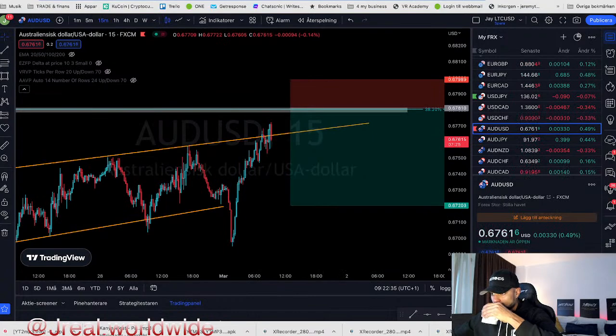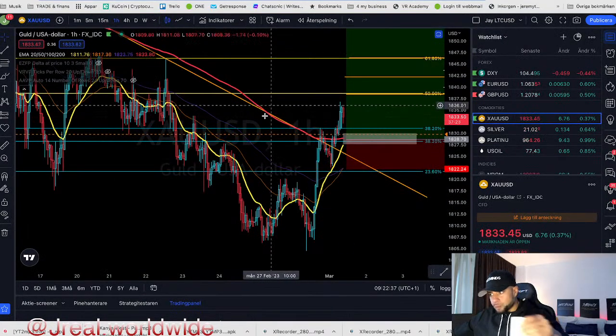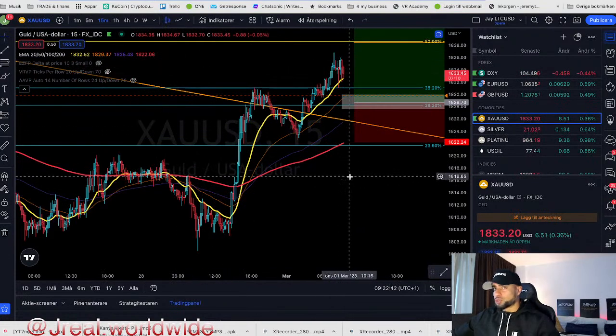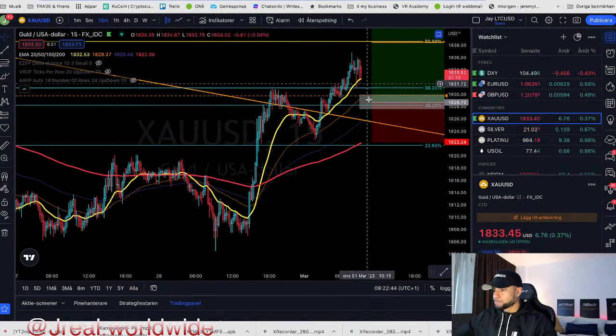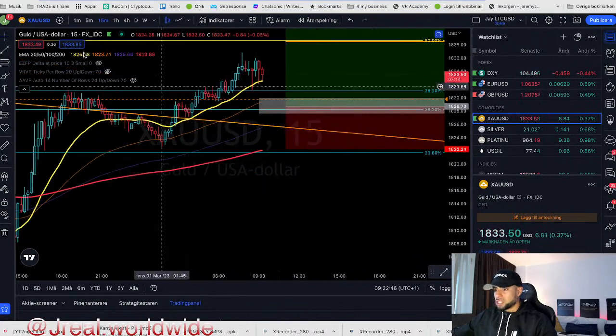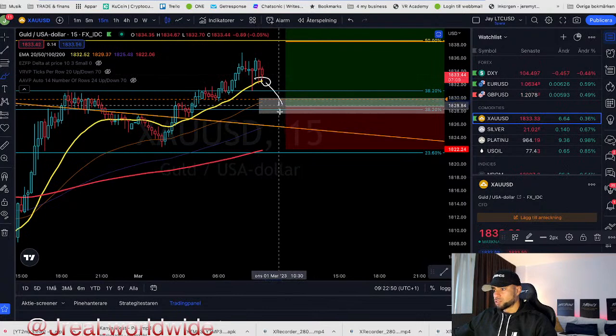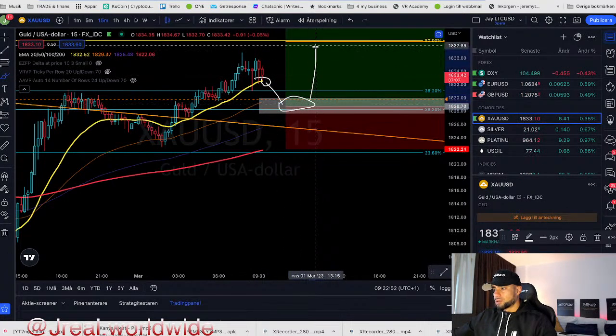Let's go back to gold. Nothing has changed in gold. Okay, so it's rejecting the 20-day EMA, as you see here. And what we need to see is gold breaking the 20-day EMA, coming down to our entry zone for us to enter for a buy.